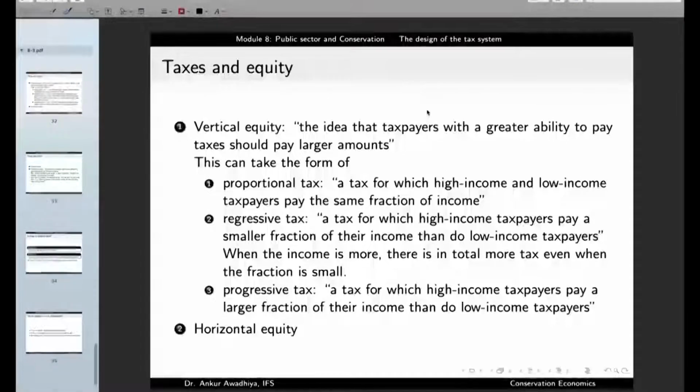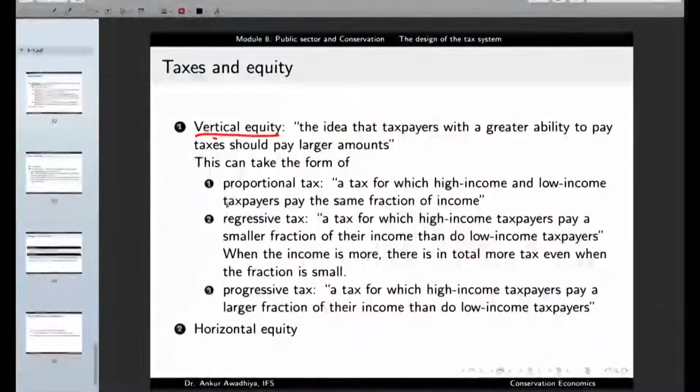An equitable tax system can be described in terms of the vertical equity and the horizontal equity. Vertical equity is the idea that taxpayers with a greater ability to pay taxes should pay the larger amounts, which can take the form of proportional tax, regressive tax, or progressive tax. So, in the case of vertical equity, we are saying that people who have a larger ability to pay taxes should be paying more taxes, and people with a lesser ability to pay taxes should be paying lesser amounts of taxes.